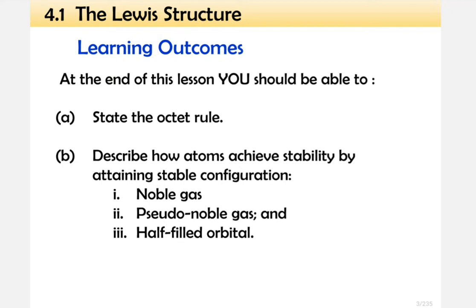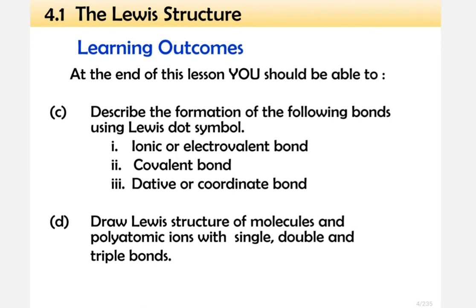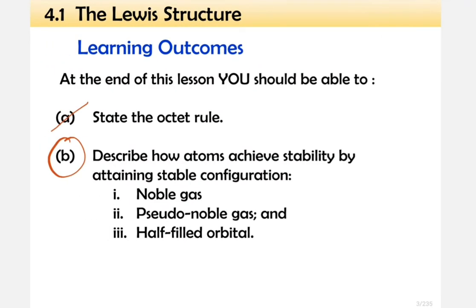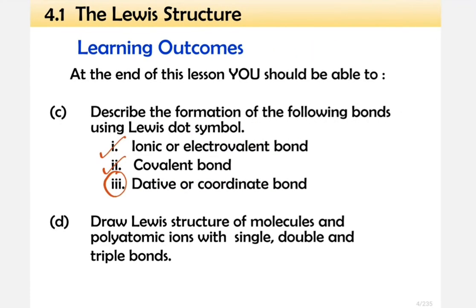Okay, so in the previous lesson, we already went through A. So untuk B, describe how atoms achieve stability by attaining stable configuration. Ini saya KIV dulu tadi. So I'm going to focus on explaining this in this video. Untuk learning outcome C, you have learned about ionic and covalent in the previous lesson, so I'm going to continue with dative or coordinate bond. So in this video, I'm going to cover these two learning outcomes, which are B and C3.